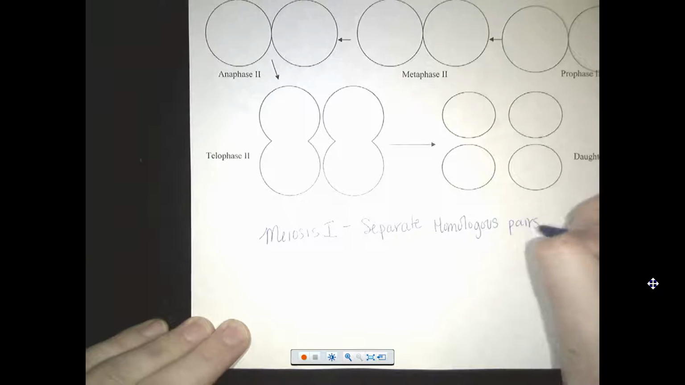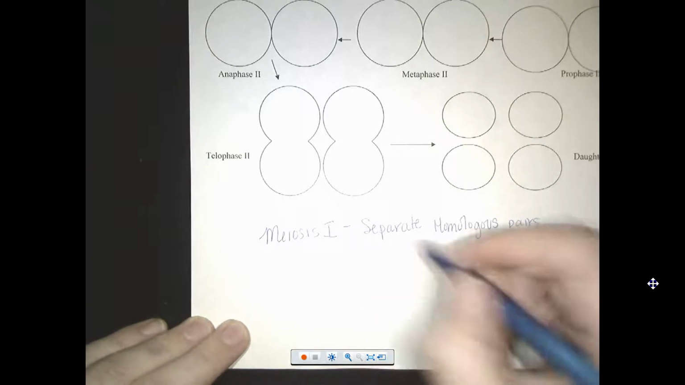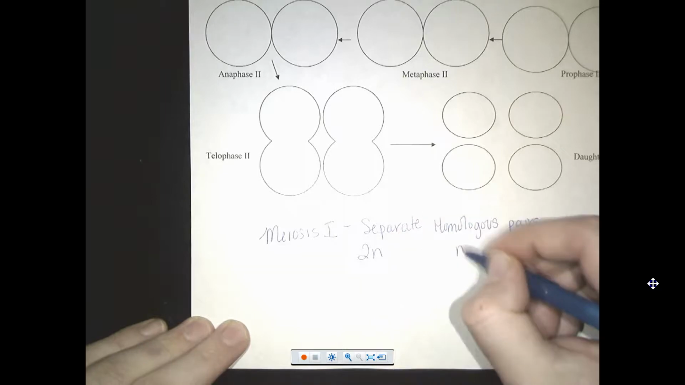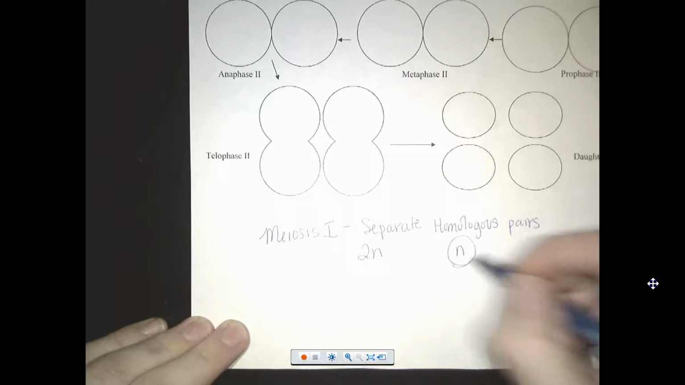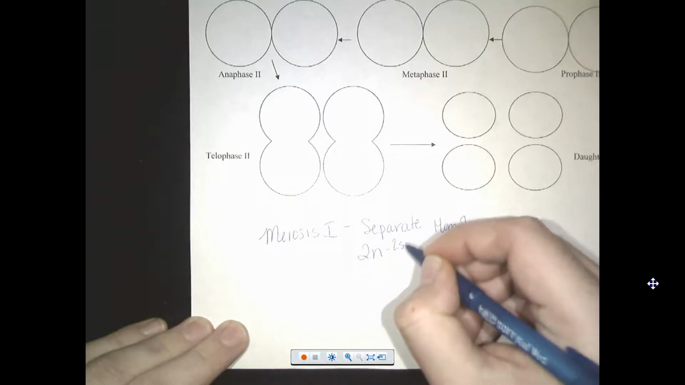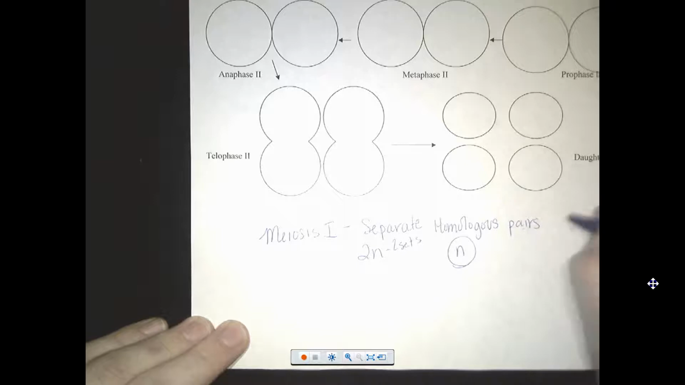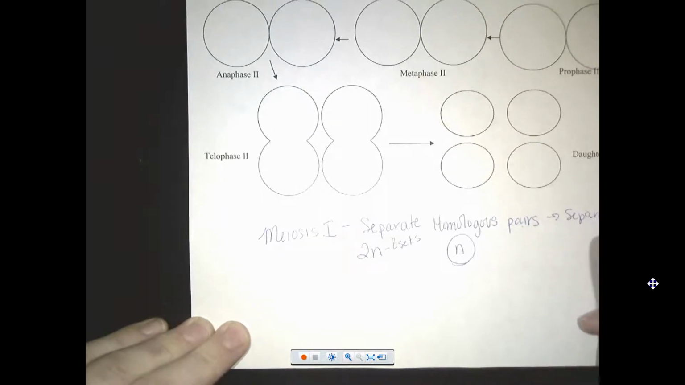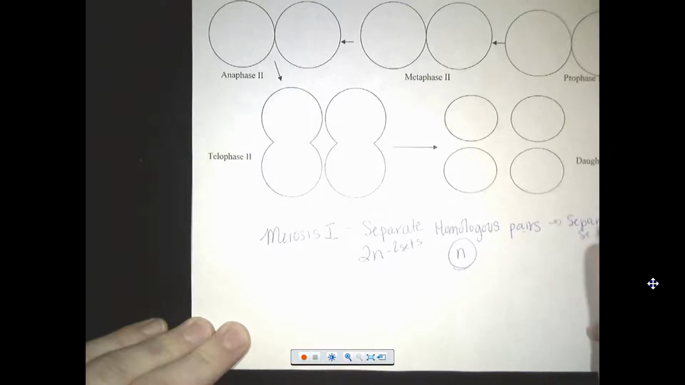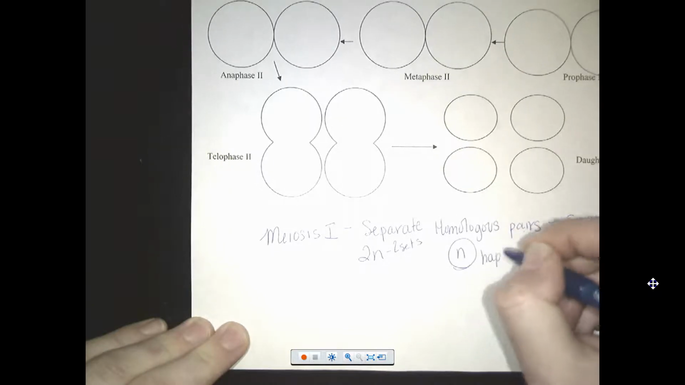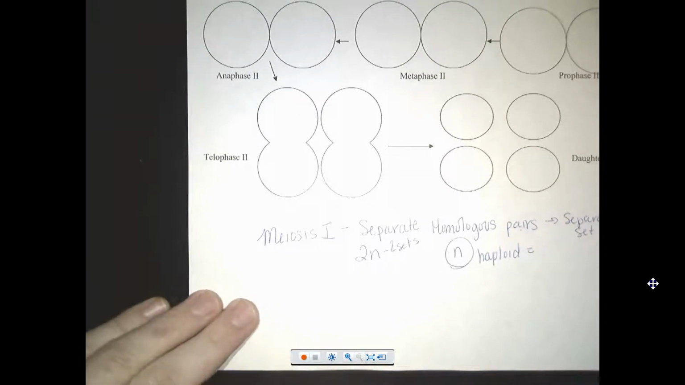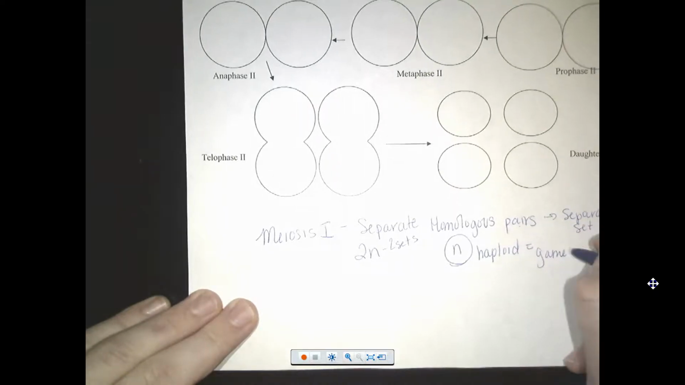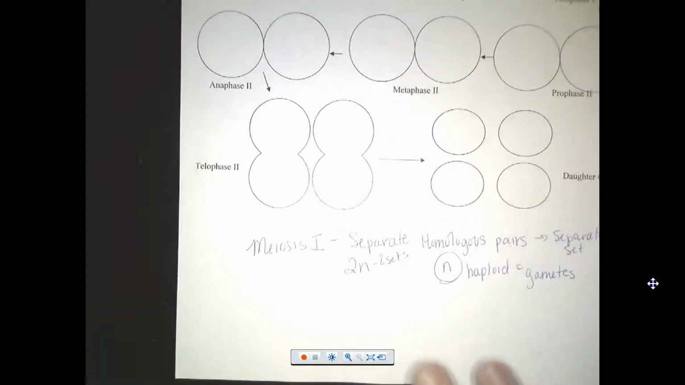So if we are separating homologous pairs, what's going to happen to our ploidy? Are we going to be ending up as diploid, or are we going to be ending up as haploid? So we're going to be haploid, right? To be diploid, you have to have 2 sets. If we are separating the homologous pairs, we are separating sets. If we separate our sets, then we are going to end up as haploid, right? We're going to be making haploid cells. What's the other term for haploid cells? What do we call those? Gametes, right? We're making gametes with meiosis. Okay, so we are going to our haploid cells, we are going to be making these gametes.